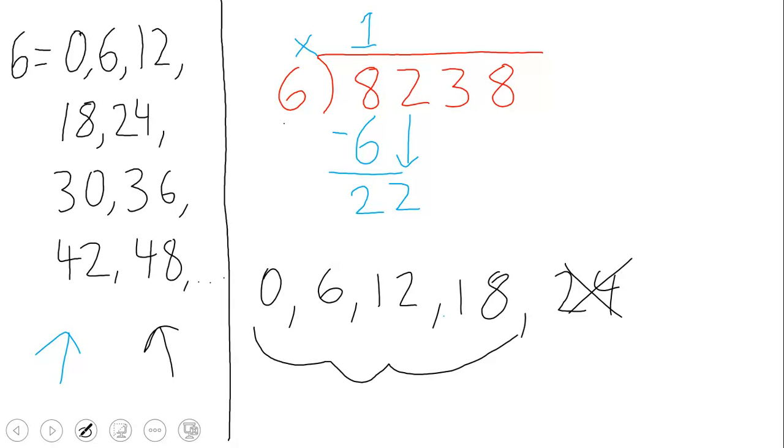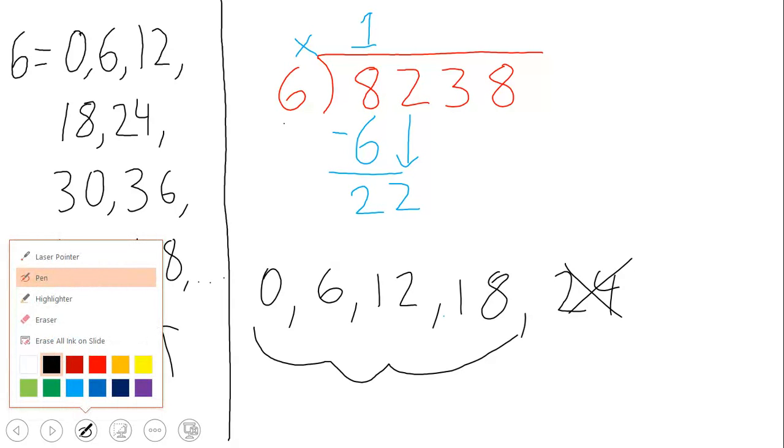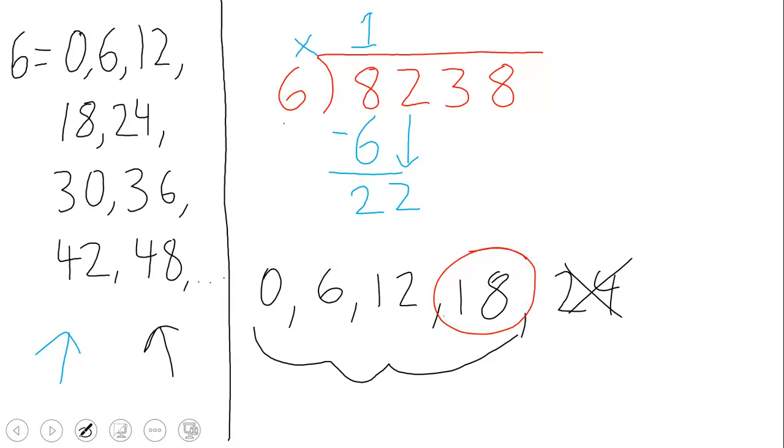And what am I trying to find? I'm trying to find the largest one, okay? So 18 is the largest multiple of 6 that is less than 22. Okay, so we say, what could I use to multiply by 6 to get 18? And the answer to that is 3, right? Because 6 times 3 is 18.